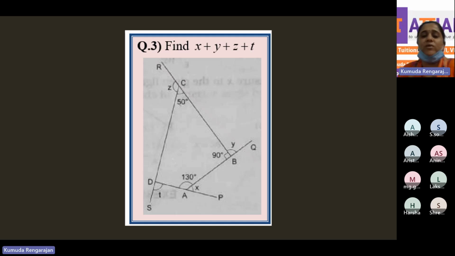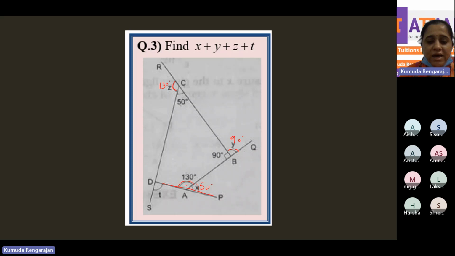Now here find x plus y plus z plus t. How much is x? This is a straight line. This is 130 degrees. This will be 50. Correct. This is 50. What about y? 90, ma'am. 90 degrees. What about z? 130, ma'am. 130.